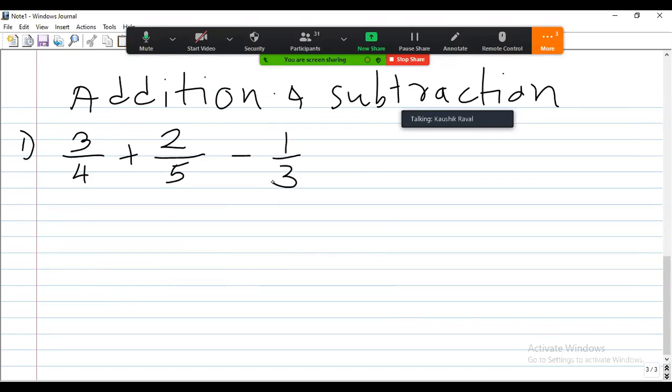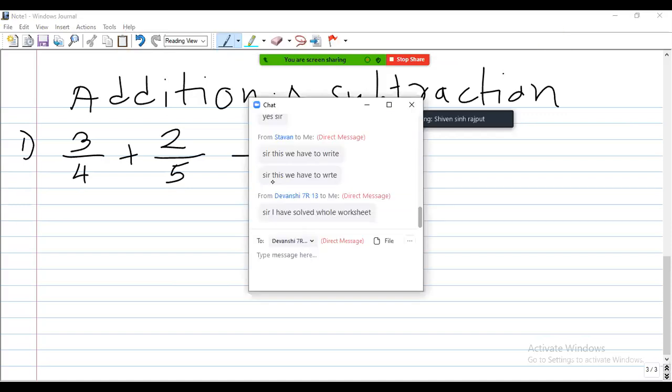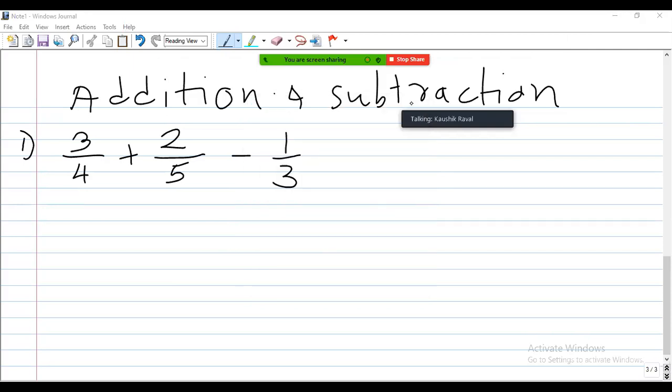Come on, solve this example. Solve this one. Sir, what do we have to do in our classwork notebook? This example, question number one, right now. Come on, solve this. Very good, Devanshi. You have solved the whole worksheet. Very good. Good job. Come on, do it. Solve this example.